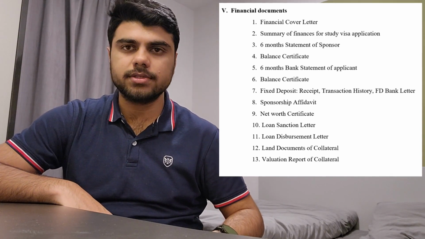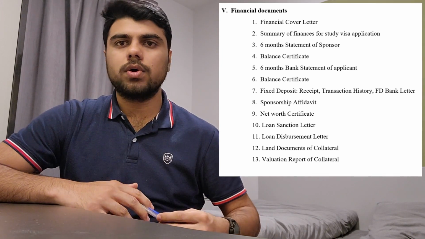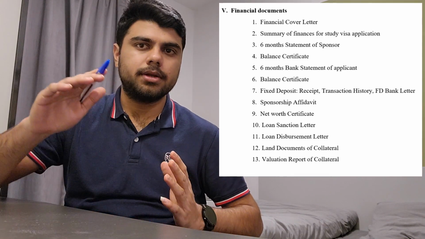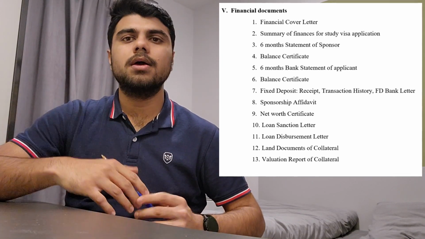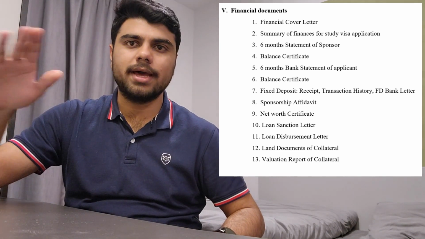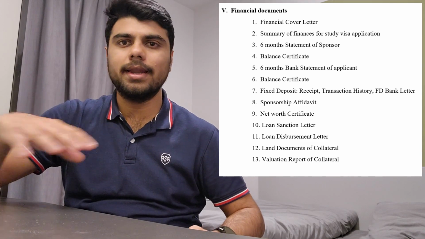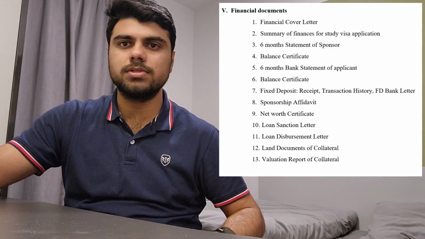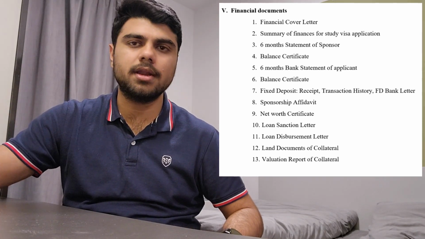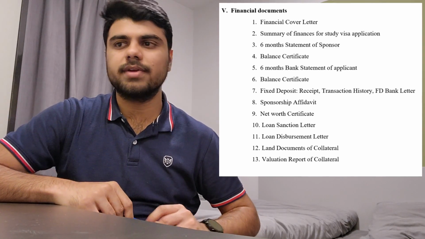And then comes the net worth certificate. You can get it from any of your local CA. In this particular document, the CA will declare that the particular person, or the sponsor, has all these assets in his name, and in INR this is the amount, and in euros this is the amount. As of this day this particular person holds all these assets and his net worth is this much in INR and this much in euros. That's about the net worth certificate.